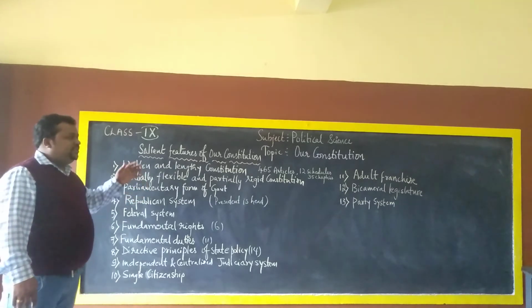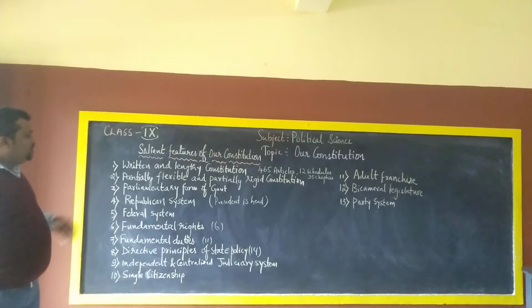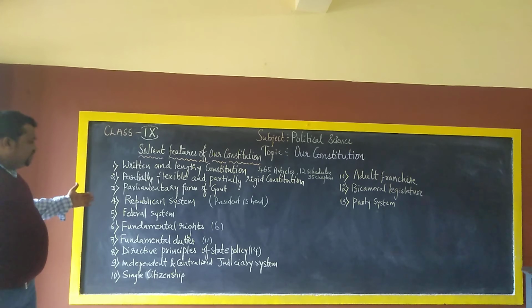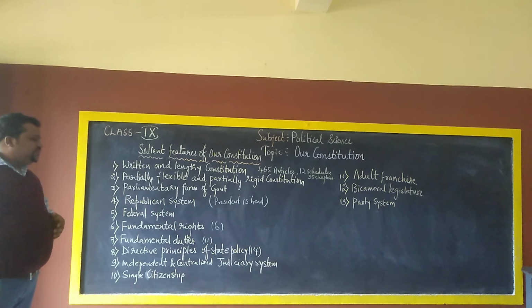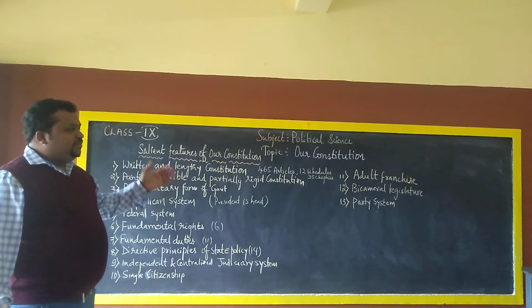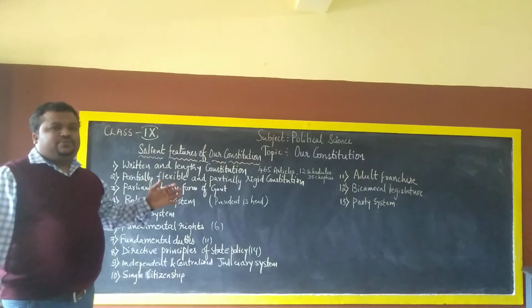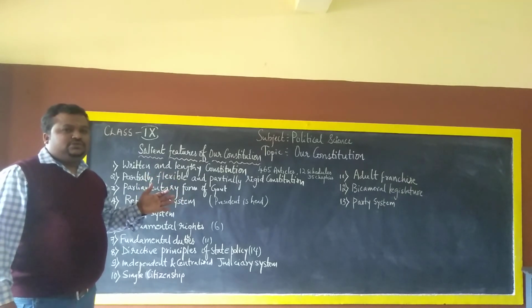Let us quickly recall the important salient features. First is a written and lengthy constitution, partially flexible and partially rigid constitution, parliamentary form of government, a republican system, then federal system, then fundamental rights and duties, then directive principles of state policy, and independent and centralized judiciary, then single citizenship, then adult franchise, bicameral legislature, and the party system. Understood? These are the very important salient features of our constitution. So make a note of it.